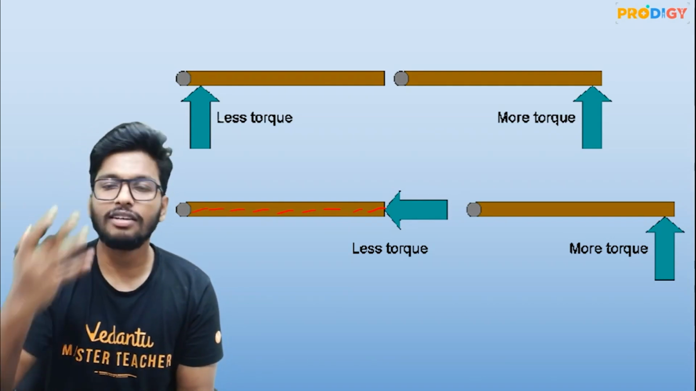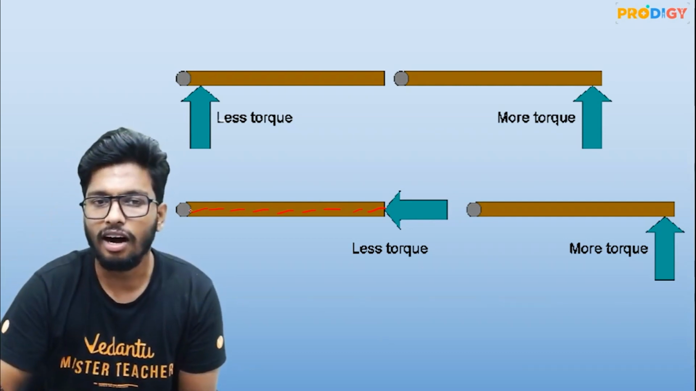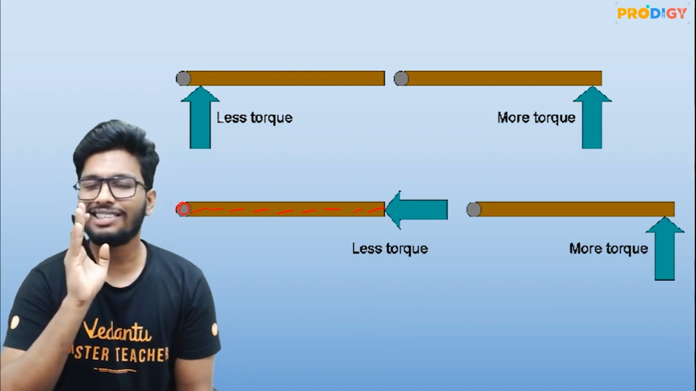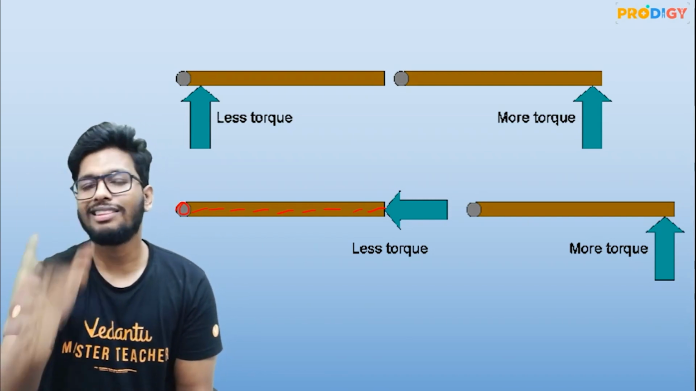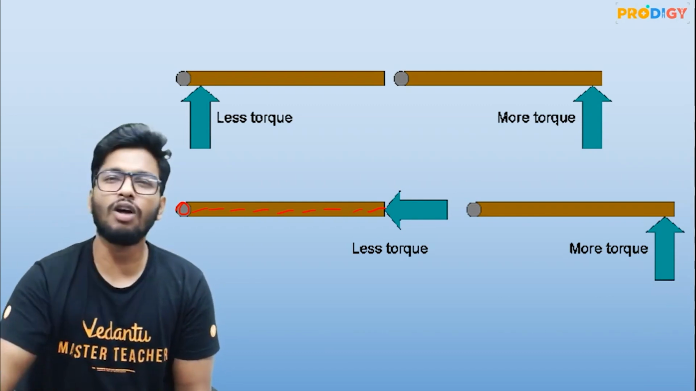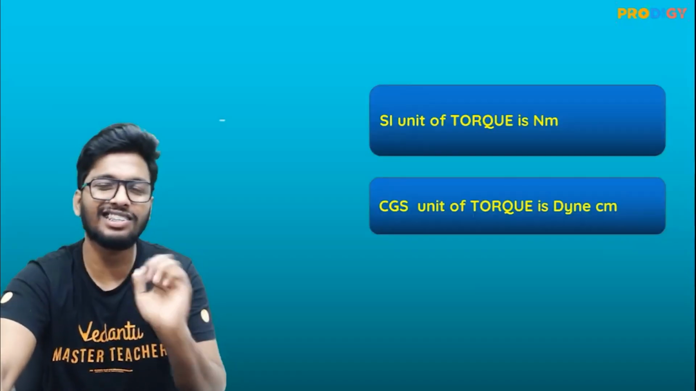And also, if the line of force is acting exactly on the pivoted end, so you have the pivoted end over here, if it's exactly on that, in that case the torque is going to be less. But if it's not, then it's going to be producing more torque. All right, so these are the things that you must remember.